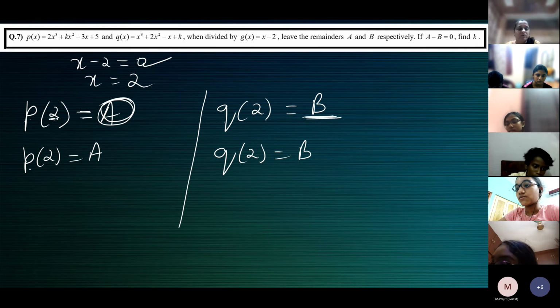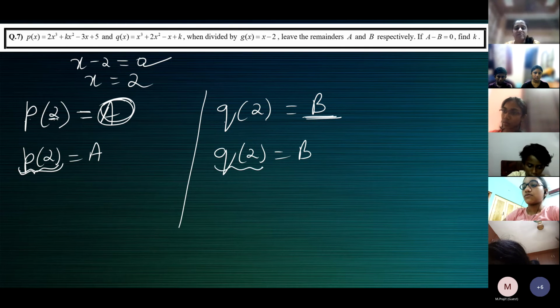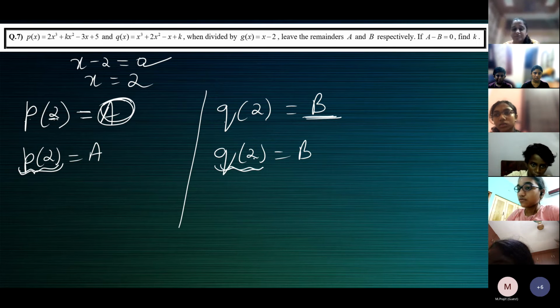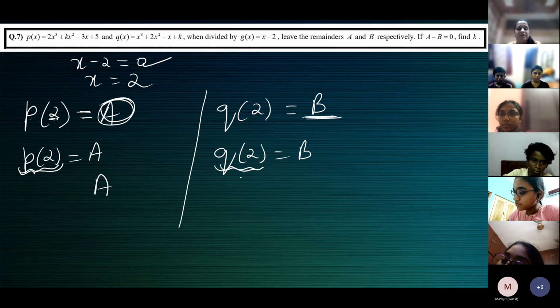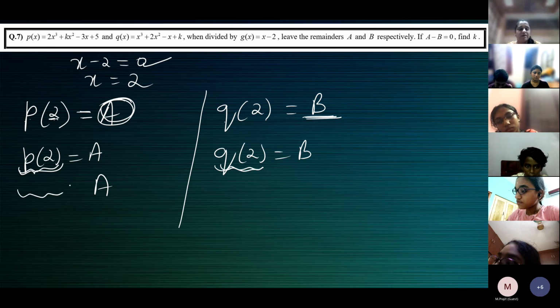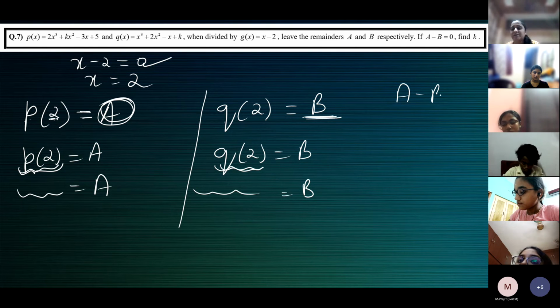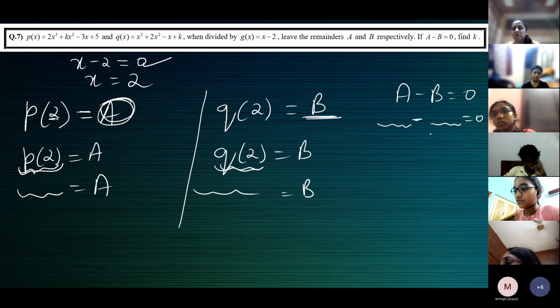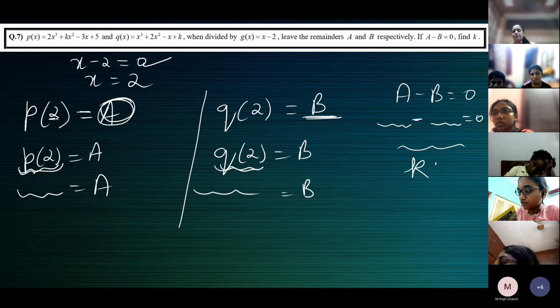So we need to work. You know how to expand P of 2. In P of X, wherever there is X, use 2. And Q of 2. In Q of X, wherever there is X, we use 2. So like that, you will get the expression for A and B. Now, in the condition A minus B is equal to 0, use the expression you found for A minus the expression you found for B equal to 0. When you work this, you will find the value of K.